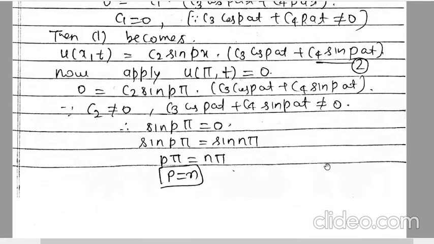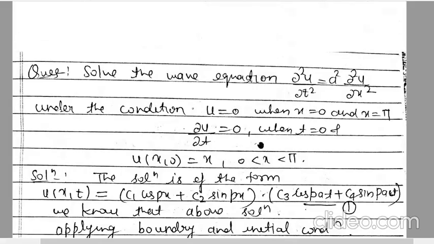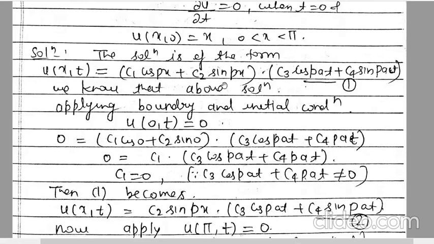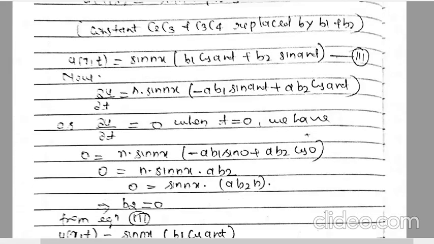Now the second condition is given, del u upon del t is equal to 0 when t is equal to 0, and u(x,0) = x is also given. So del u by del t is equal to 0. So we need to calculate del u by del t from here. So del u upon del t is equal to n sin nx, because b1 cos ant differentiation will be minus a n b1 sin ant. So n is outside, and b2 sin ant differentiates to b2 cos ant into an, right?